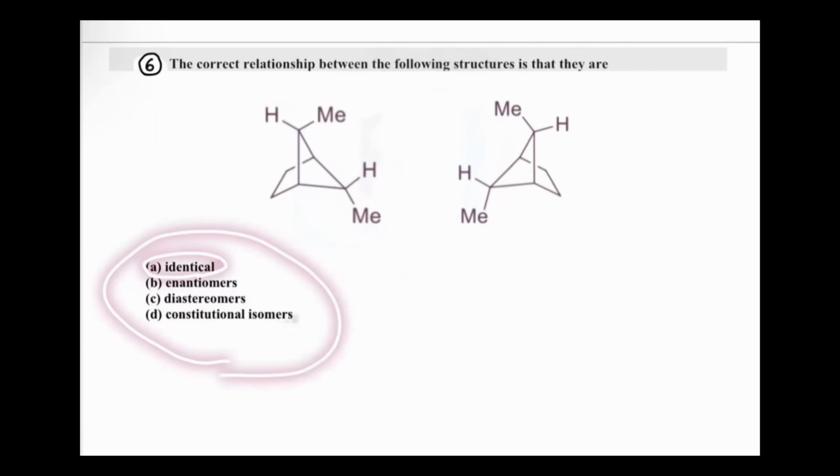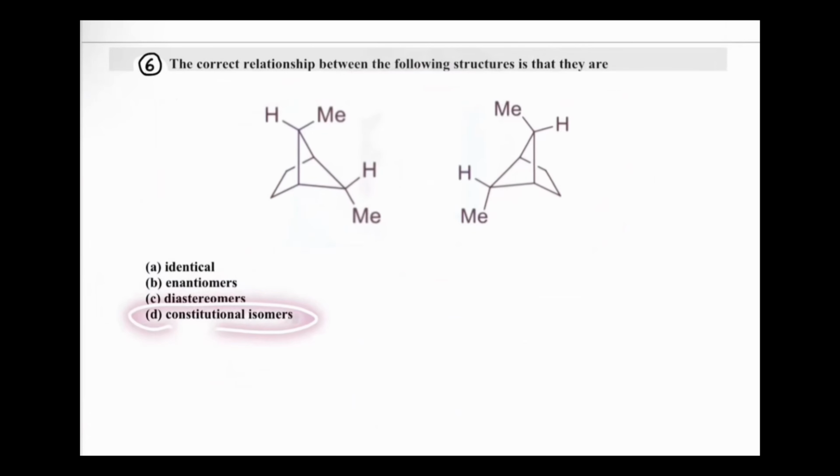Identical means both these molecules will be exactly similar. Enantiomers means both these will be mirror images of each other. Diastereomers means both these will not be mirror images. Okay, if they are not mirror images, we will call them diastereomers. And constitutional isomers means here the connectivity of groups in the two molecules will be different.